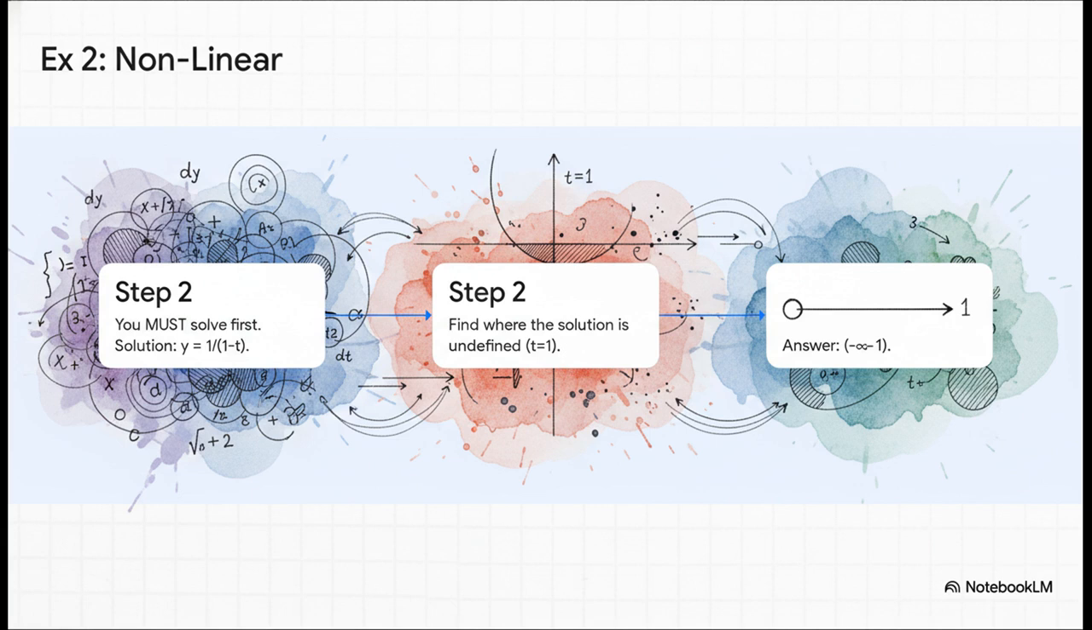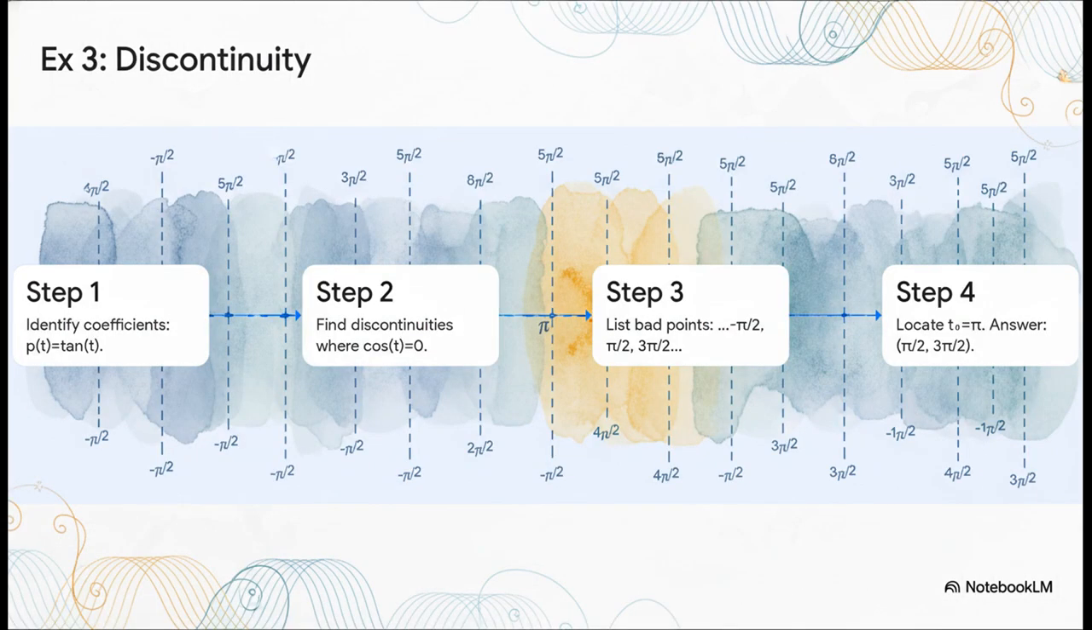Step 3, our initial condition is at t0 equals 0. So the largest continuous interval that contains our starting point of 0 but avoids that disaster at t equals 1 is everything from negative infinity all the way up to 1. That's our answer. See the difference? Let's do one more linear case, this one with a little twist.